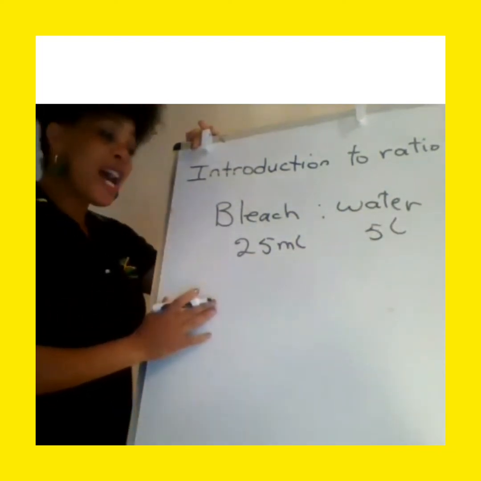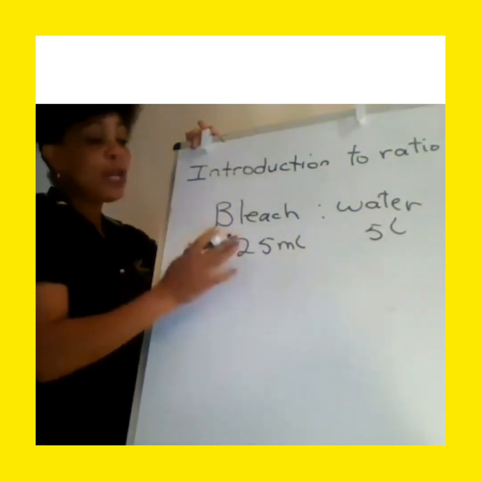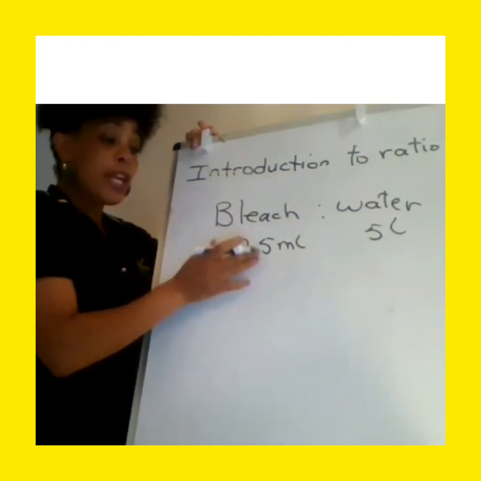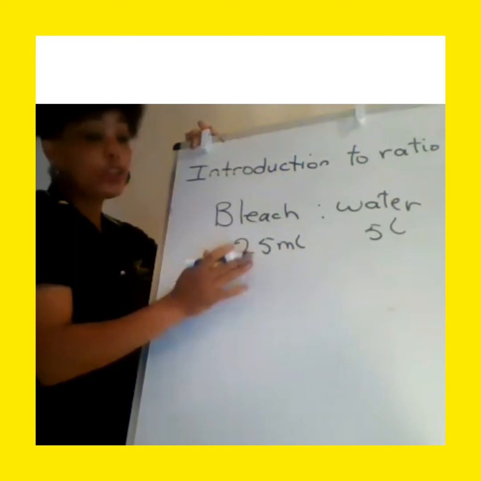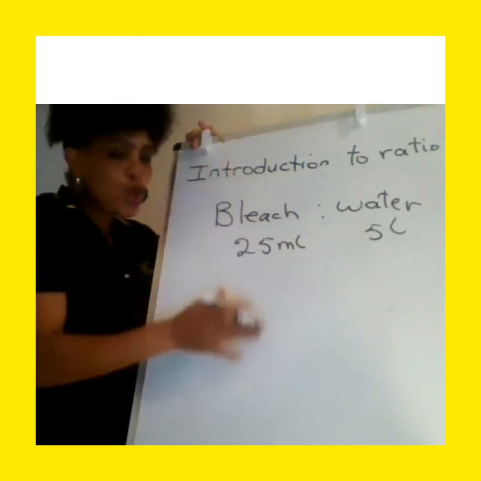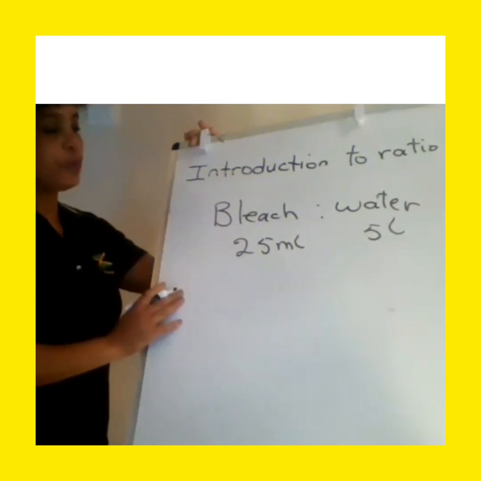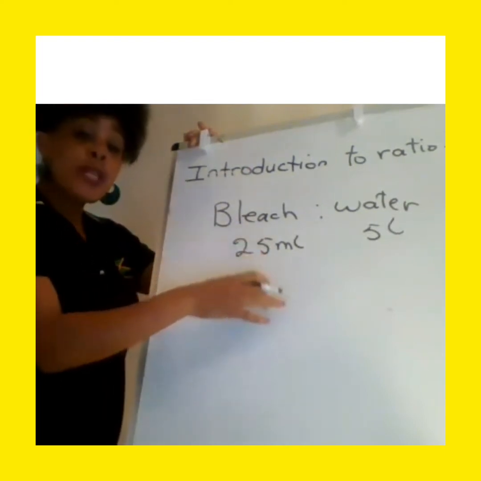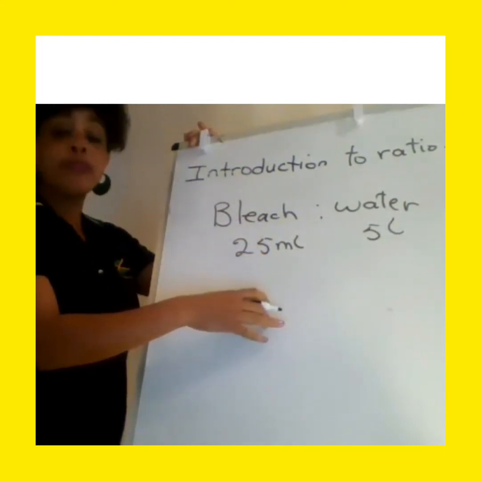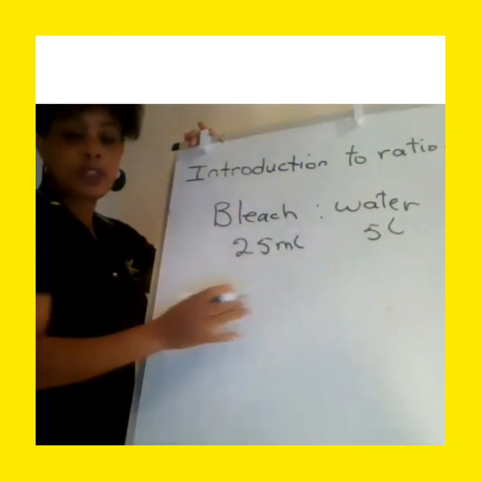Now, if I was asked to simplify this, I would have to change them to the same thing, either make both of them milliliters or both of them liters. But we're not getting into that now. We're just talking about what ratio is. So every time I use 25 milliliters of bleach, I need to use 5 liters of water.